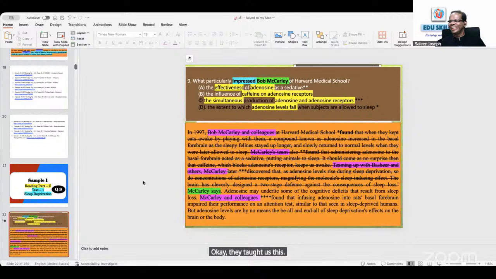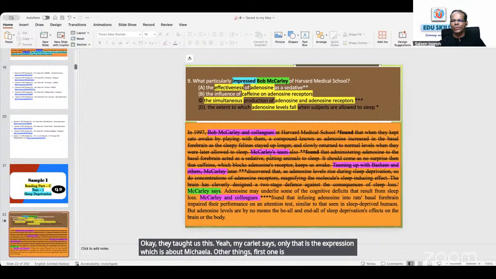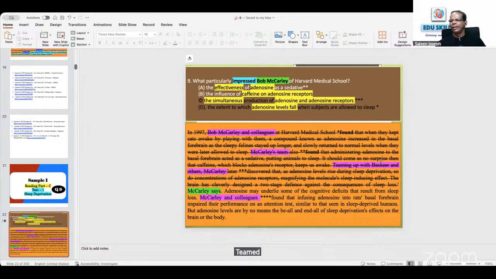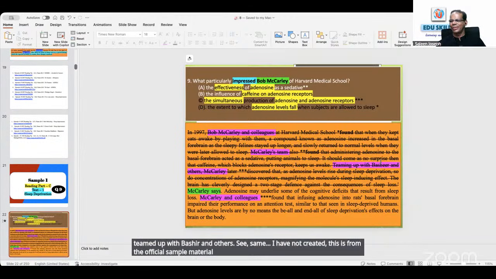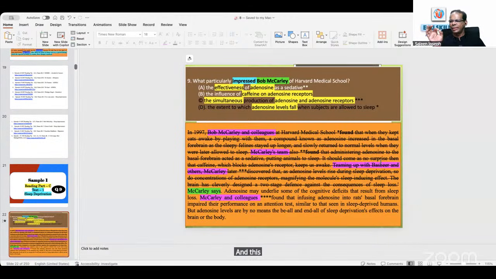McCarley says, adenosine. McCarley says only that is the expression which is about McCarley. The first one is McCarley and colleagues, McCarley and team. The third one again, McCarley teamed up with Bashir and others. See, same. I'm not creating this. This is from the official sample material, the authentic model of exam papers created by OET. They will never change it without prior notice, at least 6 months.